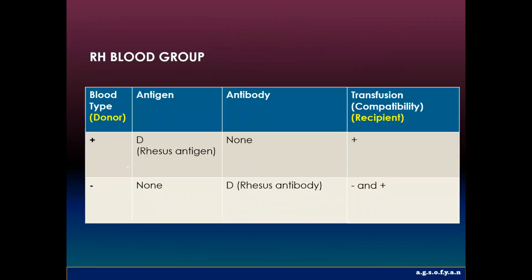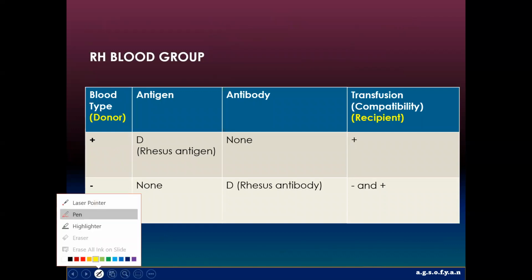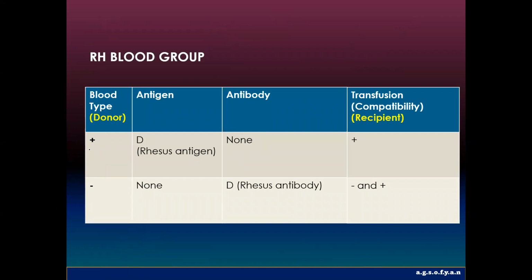Okay, so this is the table to show you what it looks like. Again, if it is blood type positive, then the person carries the antigen Rhesus in his red blood cell. And remember the logical sequence: if they have the Rhesus antigen, then he will not produce antibody. Okay, no antibody Rhesus in this person.